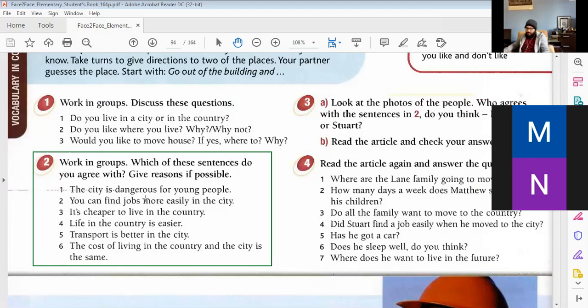I think it's... But why do you think it's false? Why do you think it's not dangerous? The town is more dangerous than city. You think smaller towns, or the countryside, you think is more dangerous? Yeah. But how is the town or the countryside more dangerous in your opinion?